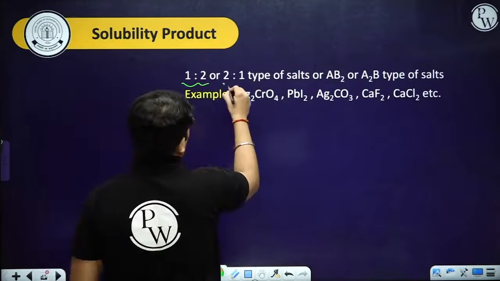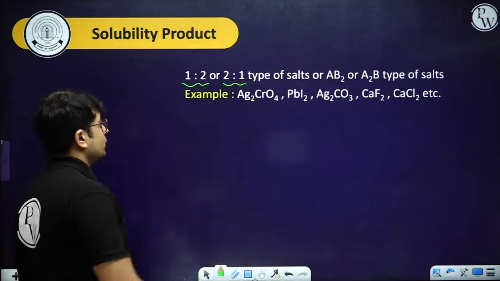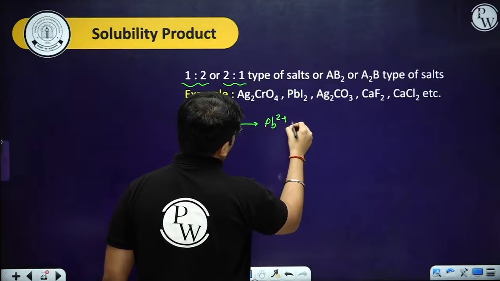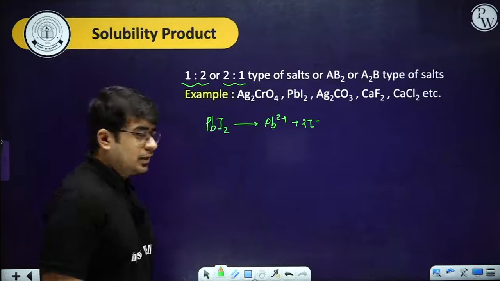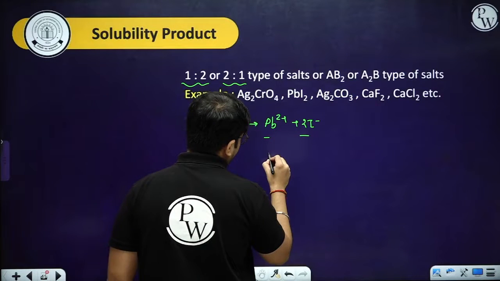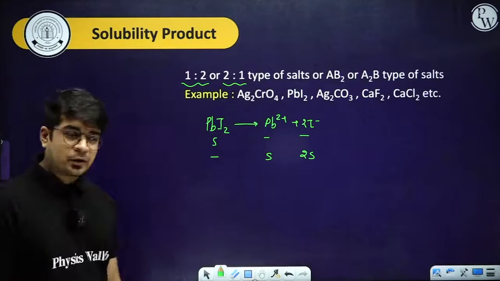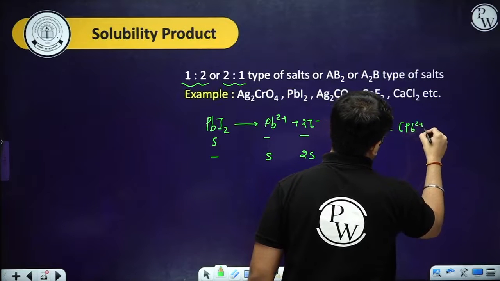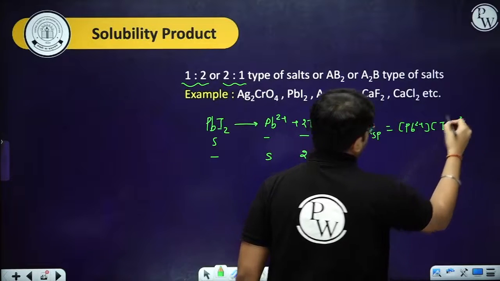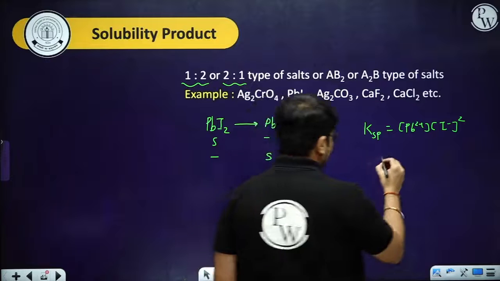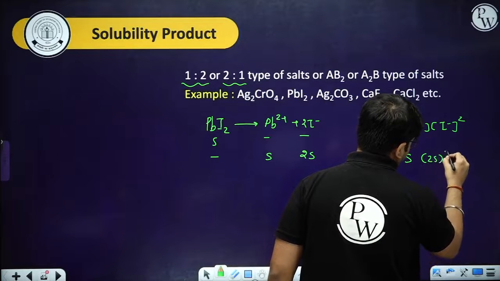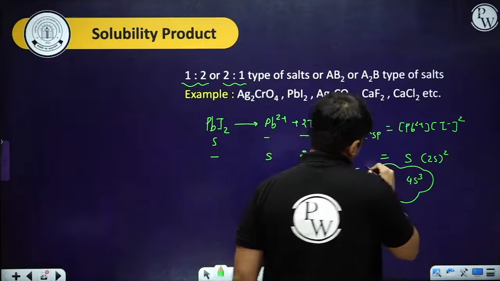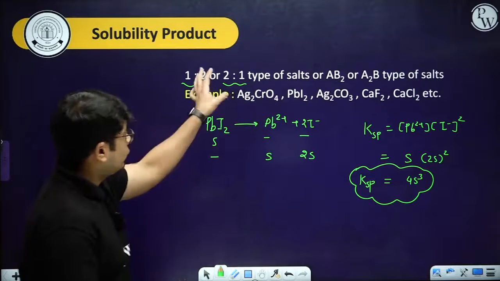In case of 1:2 or 2:1 type, let's say I am using PbI2. It is going to be converted into Pb2 positive plus 2I negative. Initially it was S, nothing was there, completely consumed, S, and it is 2S. Now if I am writing the expression of Ksp, that will be the concentration of Pb2 positive and the concentration of I negative raised to the power 2. Stoichiometry is there. Now put the values. That will be S into 2S raised to the power 2. That will be 4S cube. That is your Ksp. I hope this part is clear, for 1:2 or 2:1 type.